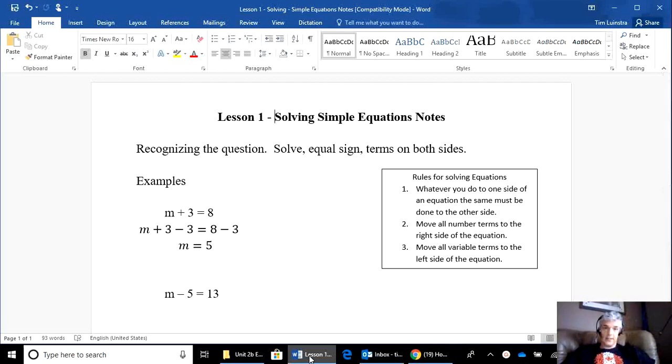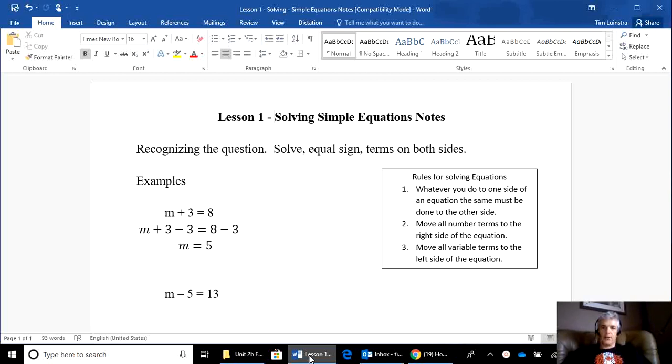As we start our online learning, this is lesson one, solving simple equations. I'm going to go through this nice and slow, and hopefully this works for you. You can find this note in your content page, so if you have the ability to print it off, you can. If not, you can just follow along on the video, maybe even handwrite some notes on a separate piece of paper if that works for you.